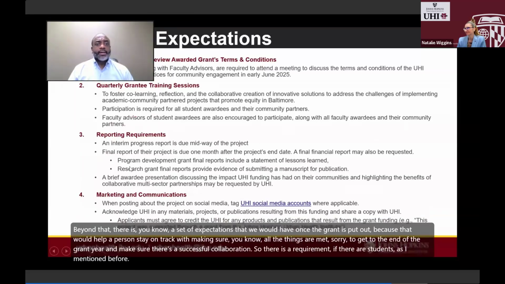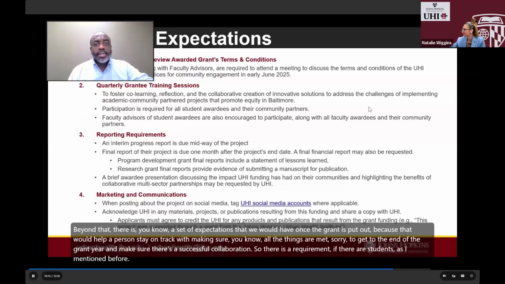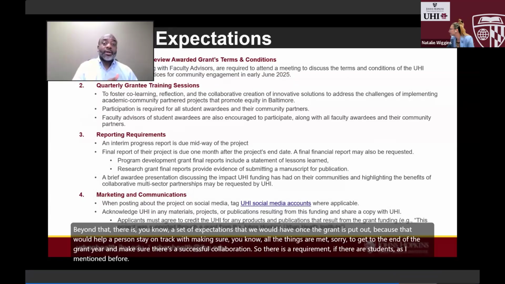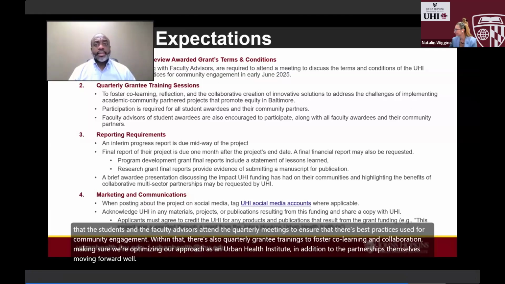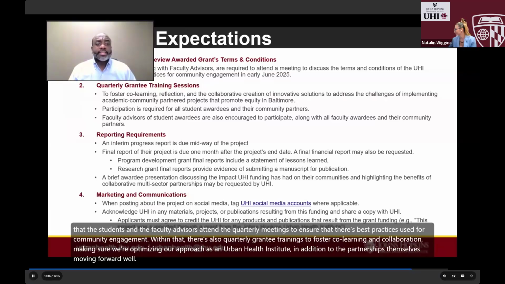Beyond that, there is a set of expectations that we would have once the grant is put out, because that would help a person stay on track with making sure all the things are met to get to the end of the grant year and make sure there's a successful collaboration. So there is a requirement, if there are students, as I mentioned before, that the students and the faculty advisors attend the quarterly meetings to ensure that best practices are used for community engagement. Within that, there are also quarterly grantee trainings to foster co-learning and collaboration, making sure we're optimizing our approach as Urban Health Institute in addition to the partnerships themselves moving forward well.